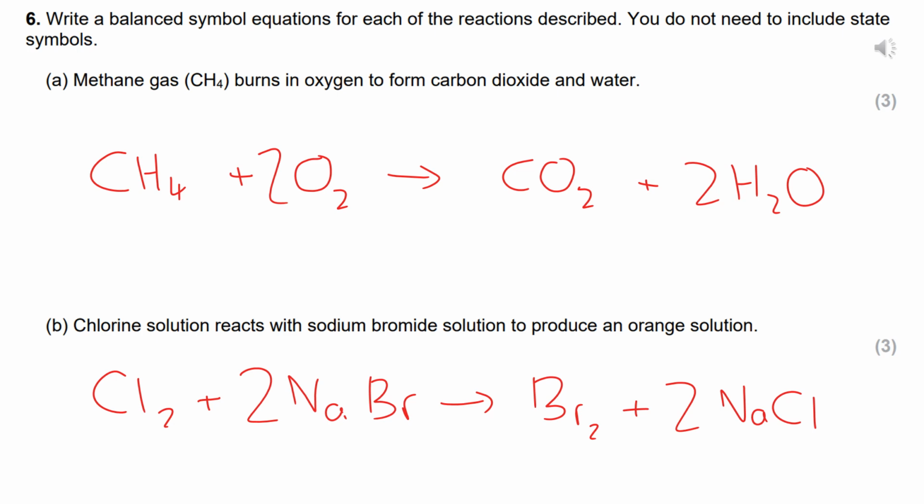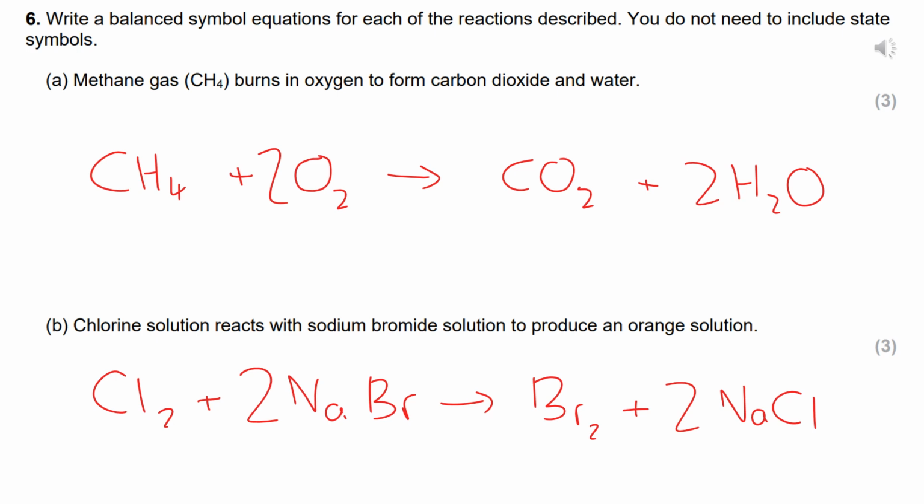Now the state symbols for these, every single molecule here is going to come out as a gas. So methane is the gas in your Bunsen burner, oxygen is a gas, carbon dioxide also comes out as a gas, and remember that water in a fire is going to be above its boiling point. It will also come out as a gas, not as a liquid.